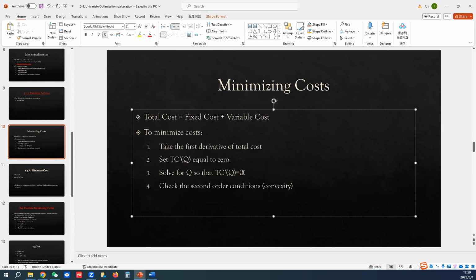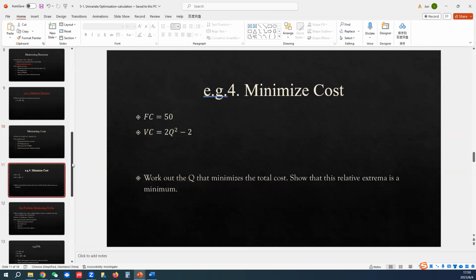Then we move on to the second step, which is step 4 here. That is to check the second order conditions. So here we need to ensure that the function that you're solving, the total cost, is a convex function, right? So that it's a V shape, therefore there is a bottom, there's a minimum in this case. So now let's move on to example 4, minimizing costs.